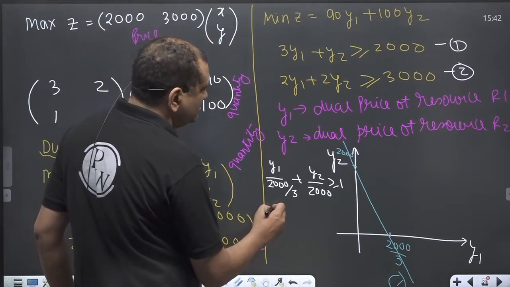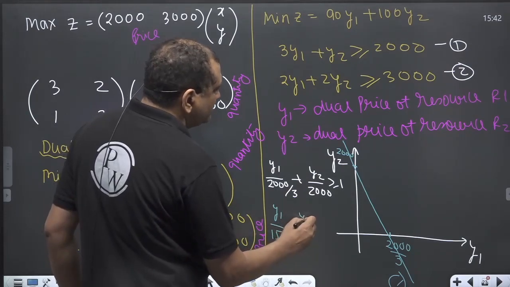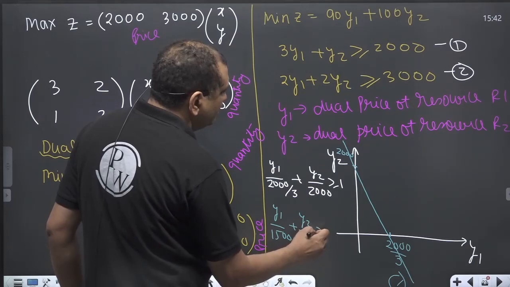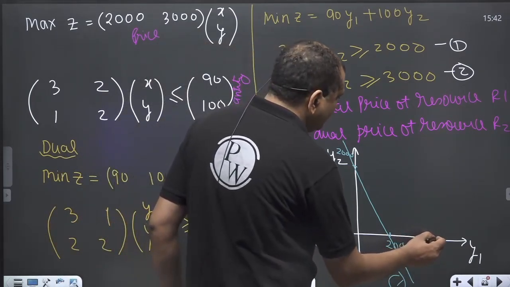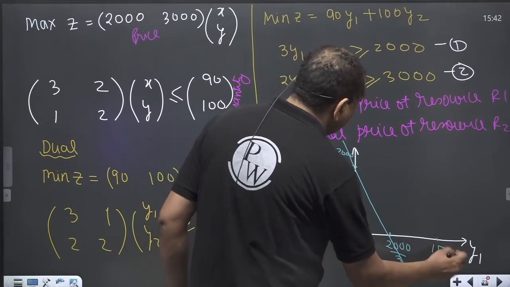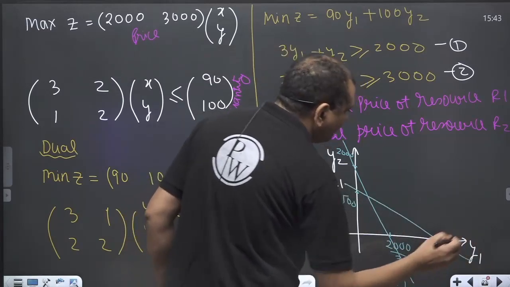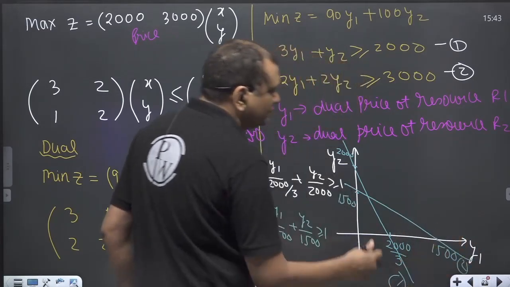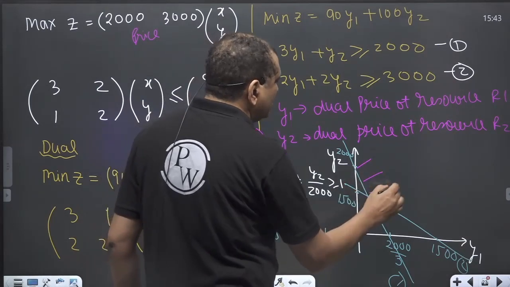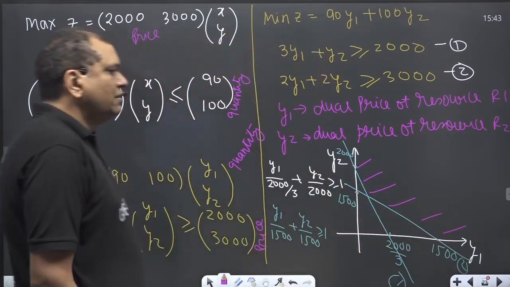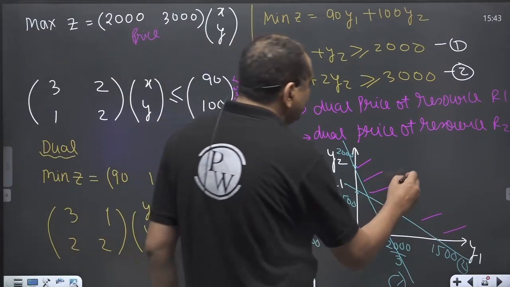Second constant, y1 divided by 1500 plus y2 divided by 1500 greater than or equal to 1. So 1500, 1500, constant 2. So you know what is our feasible region? This is our feasible region, okay na? That's our feasible region.